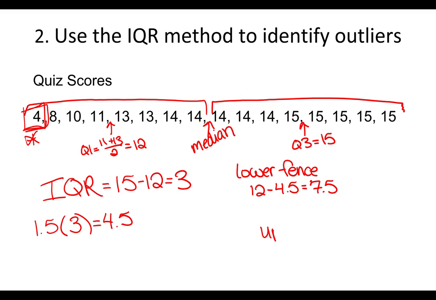To find the upper fence, we take Q3 plus 1.5 times the IQR, giving us an upper bound of 19.5. There are no values in this distribution greater than 19.5, so we have no outliers on the upper end.